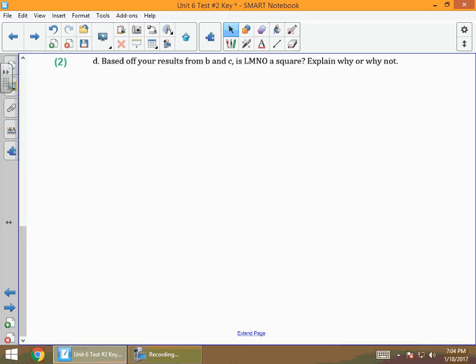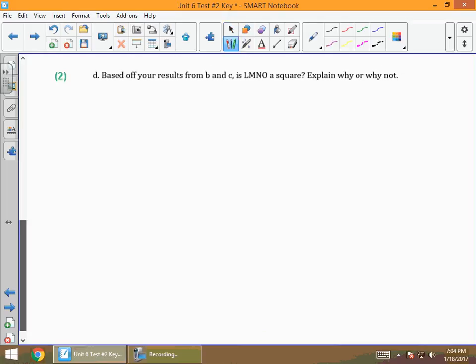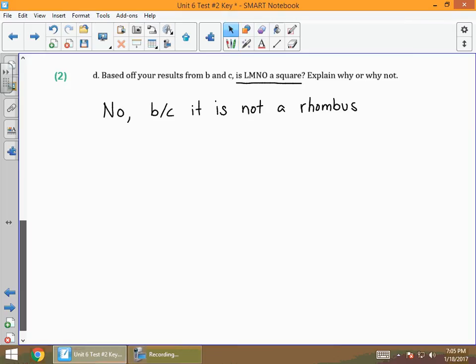And we did a really good job on this one. I was happy with this one. Based off of your results in B and C, is it a square? It is a rectangle, but it is not a rhombus. So the answer is no. Why not? Because it is not a rhombus. It has to be both a rectangle and a rhombus in order for it to be a square.